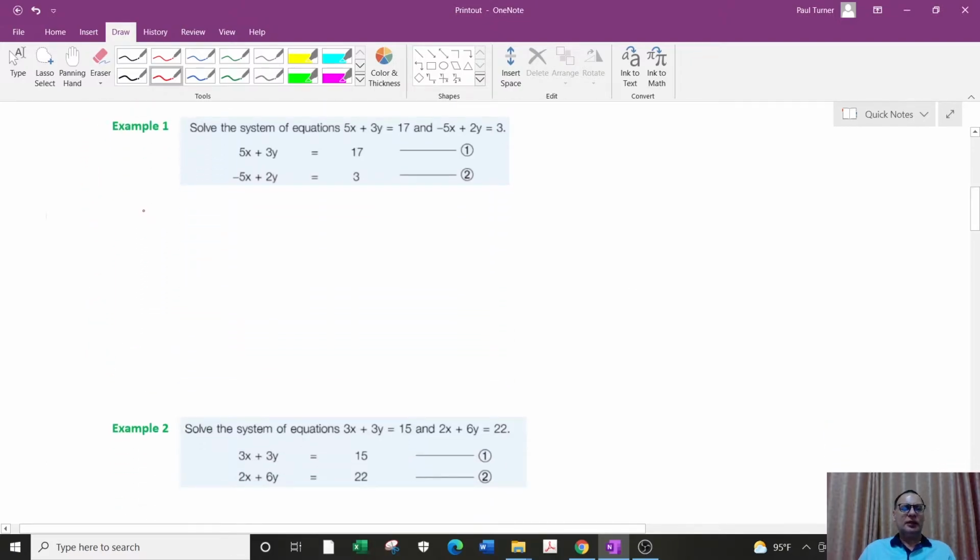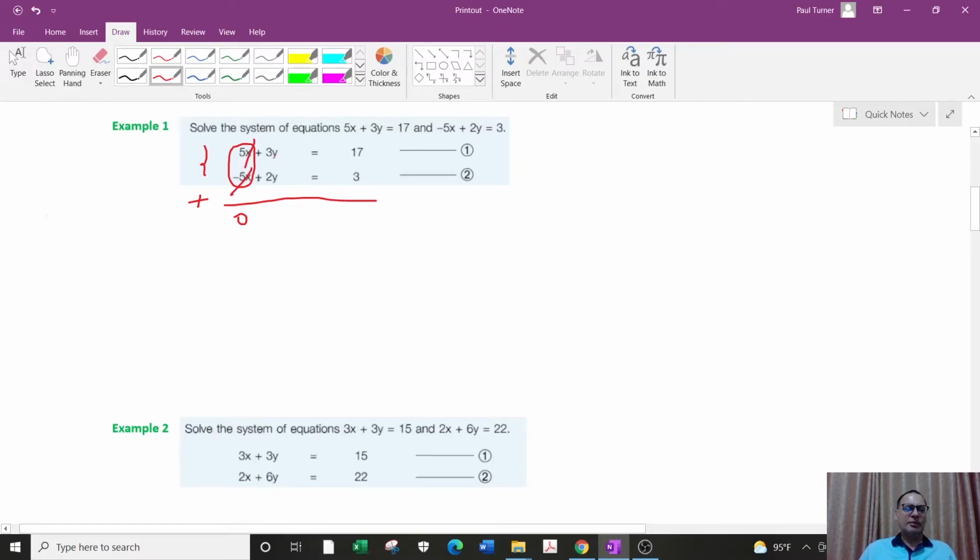This is example one. We have two equations here. 5x plus 3y equals 17, we call that equation 1, and minus 5x plus 2y equals 3, and we call that equation 2. What we look for are two terms that are the same or maybe only different from the sign. We have 3 and 2, so they're different, but we notice that we've got a 5 and minus 5 here. If you were to add your equations, we'd have 5x plus negative 5x, which would give you 0. So that's good because now x is eliminated.